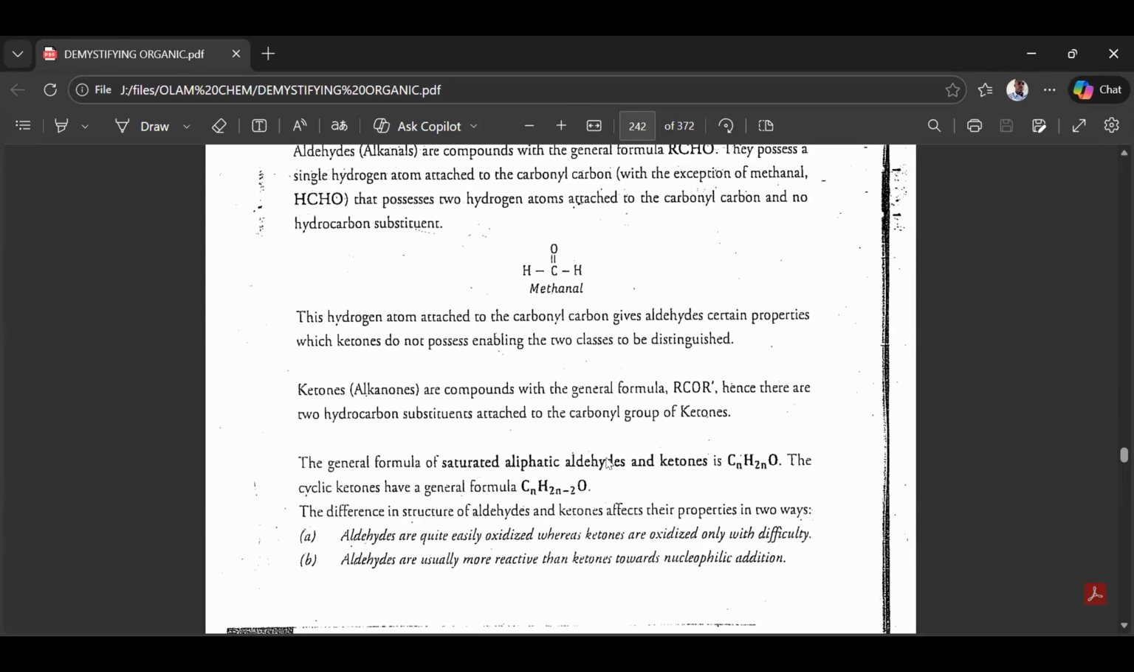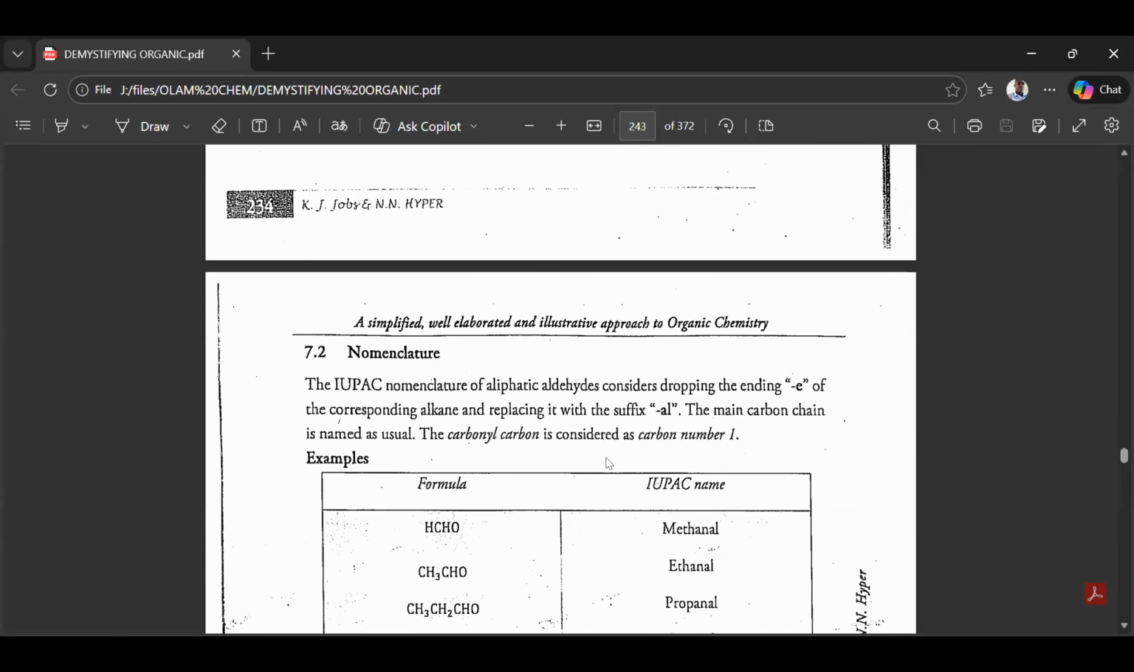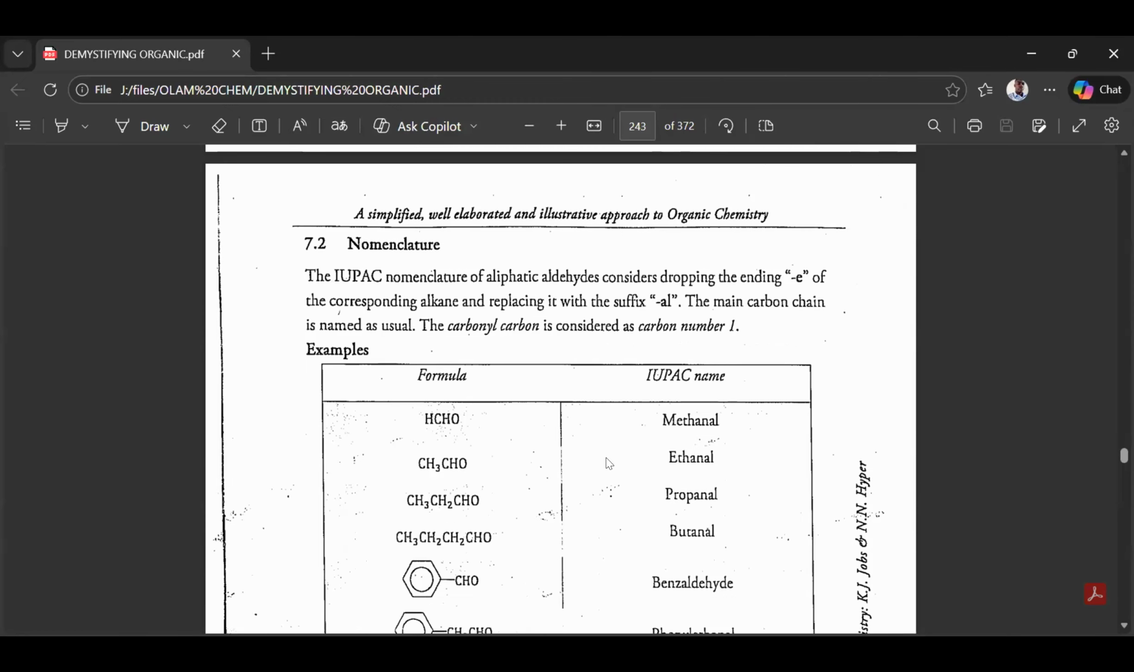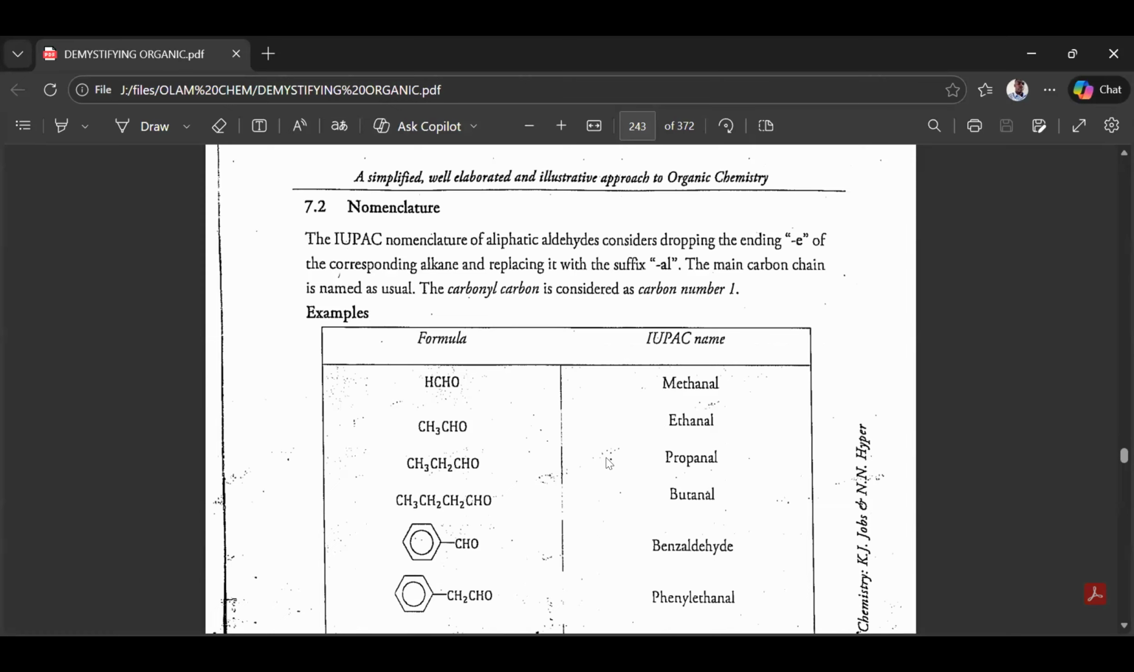Now, we are going direct to nomenclature. We need to know how we can name these compounds. I know we have been naming them, but still we are going to rename them again. So here it is going to be interactive. I'm going to be naming as we are naming.